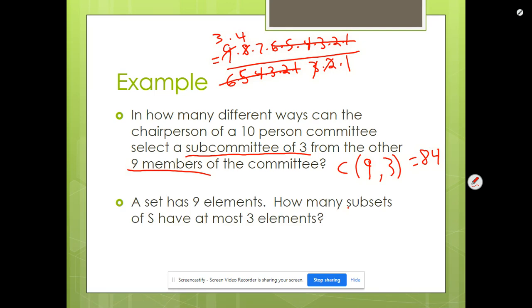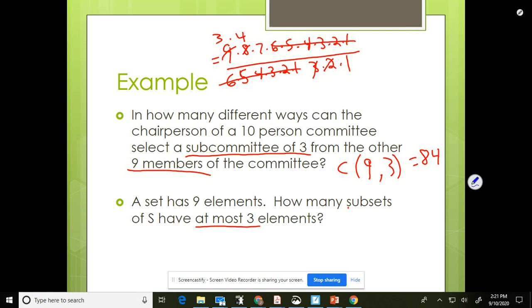Okay, next example, set has 9 elements. How many subsets can have at most 3 elements? So at most 3, so that means 3, 2, 1, or 0 elements. Okay, so basically on this, we just need to find each one separately. So we find how many can have 3 elements. So that would be 9 elements, choosing 3. Okay, I would figure out what that is, which we actually already figured that out. That's 84. Okay, so that's if they have 3 elements.